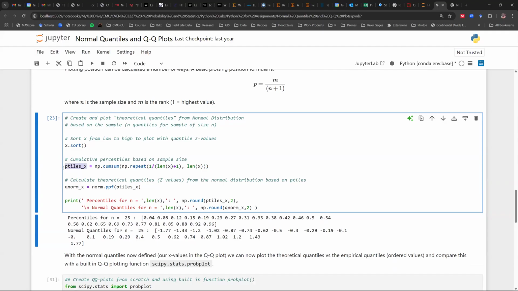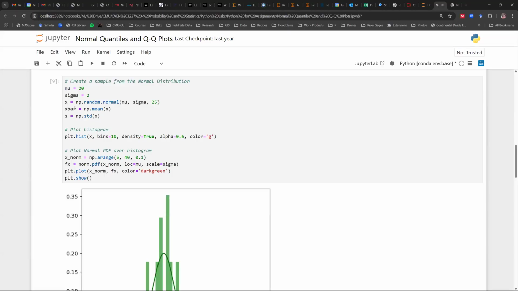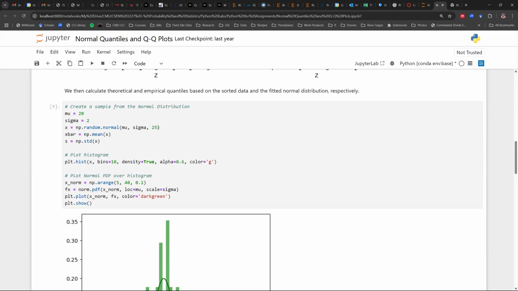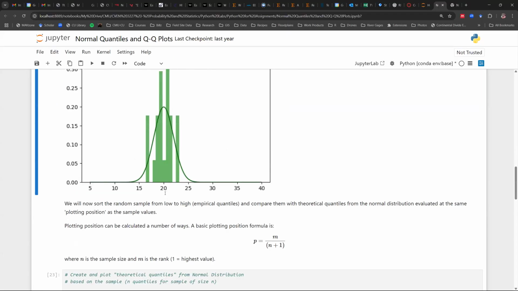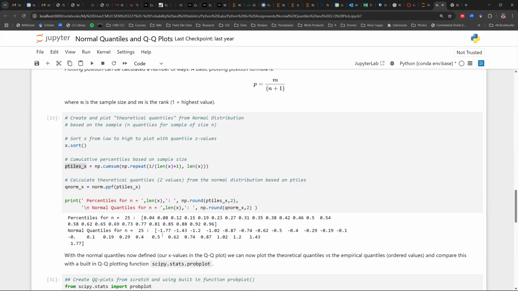Okay, so that's going to represent the percentiles of our sample. And then we're going to calculate the theoretical quantiles of those values based on these cumulative probability values. So we just said we had a sample size of, let's see here, where is our little sample there? 25, so that's our sample size.